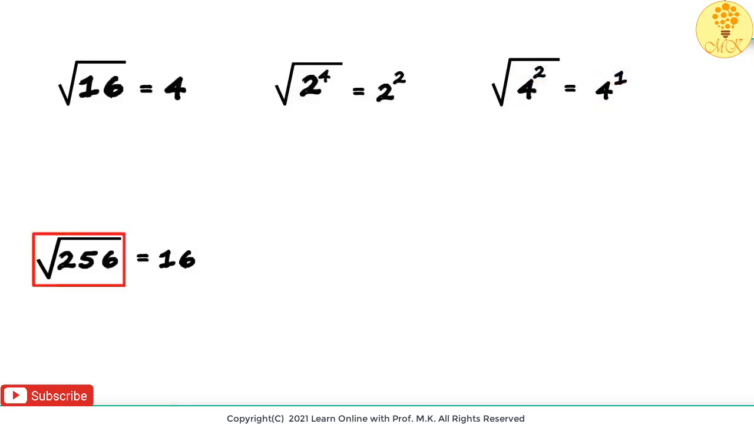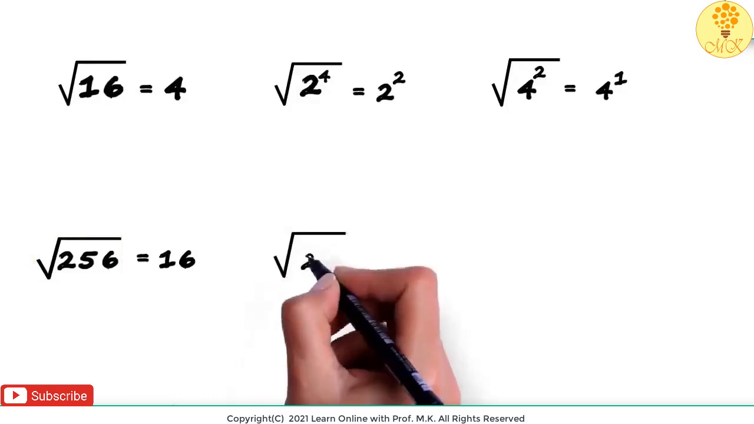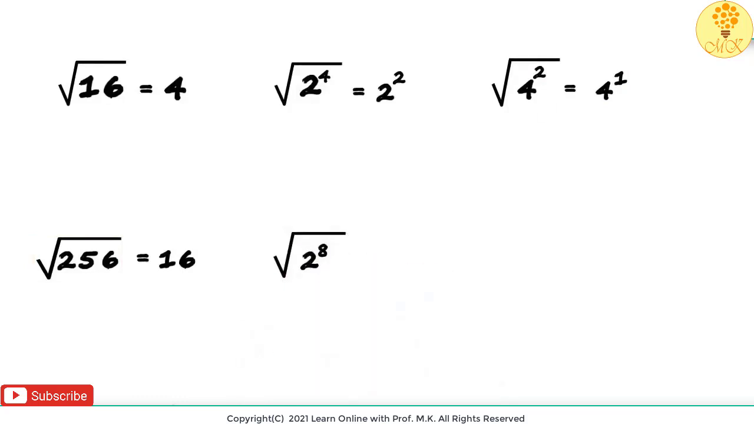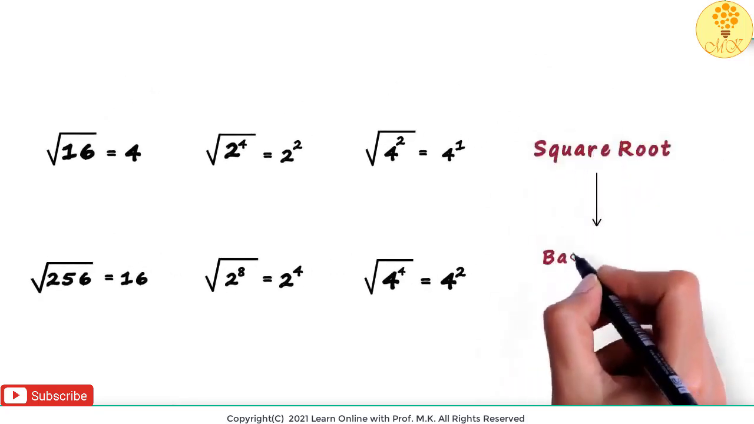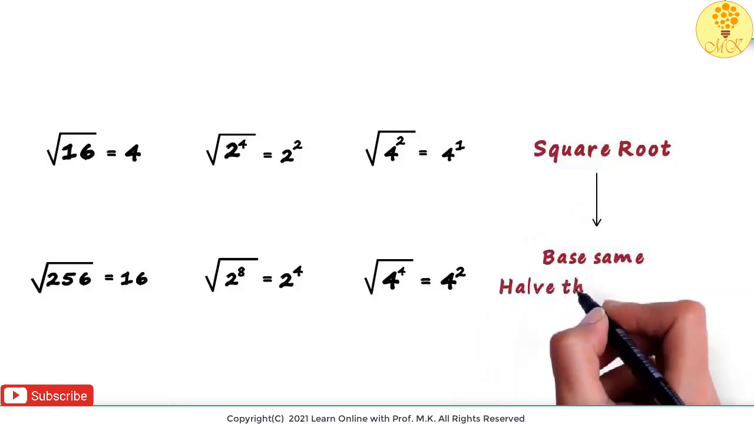Let's see. This can be written as the square root of 2 raised to 8, or maybe even the square root of 4 raised to 4. And 16 can be written as 2 raised to 4 and even 4 raised to 2. In this case, the base remained the same and the exponent was halved. And in this case too, the exponent was halved. So remember, when you have a number in exponential form and you want to find its square root, just keep the base same and halve the exponent.